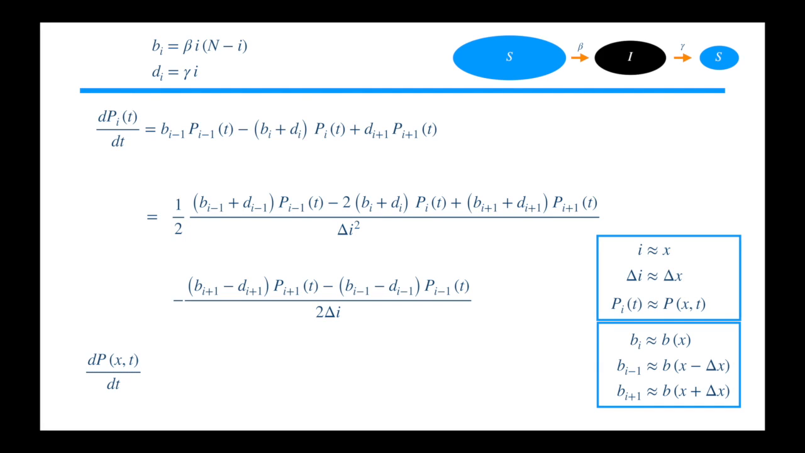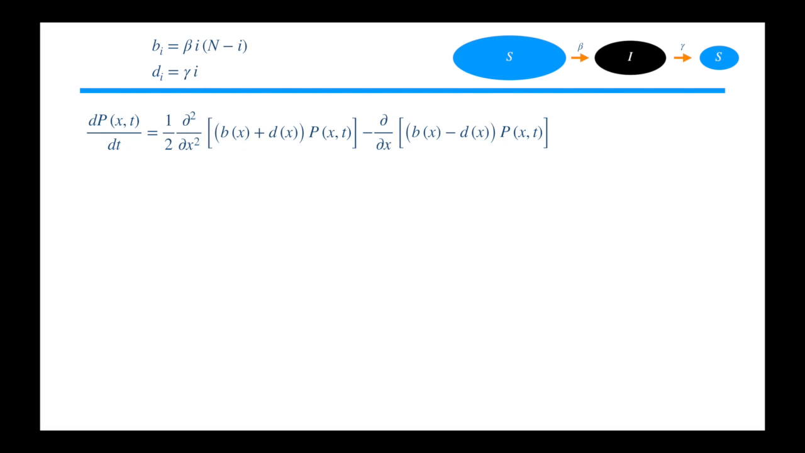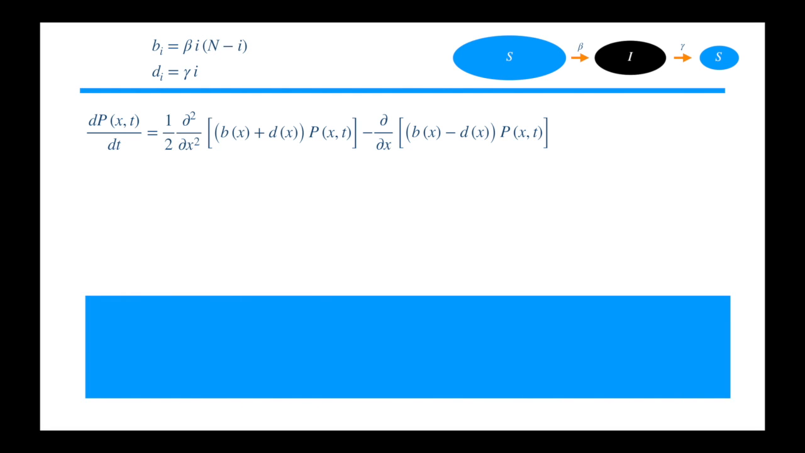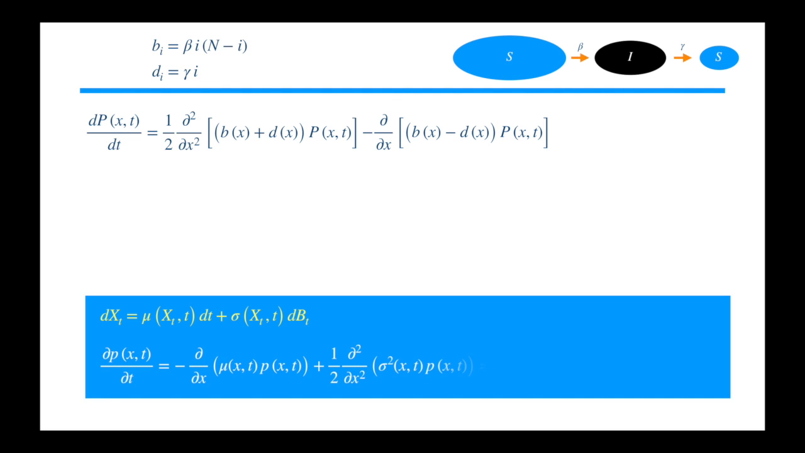The first term on the right-hand side is just the finite difference approximation of the second derivative of the composite function b plus d times p. And the second term is the first derivative of the same function. And we have the continuous analog of the Kolmogorov forward equation, or what you might know as the Fokker-Planck equation. Now remember, in the Fokker-Planck equation video, we saw that if a process x is defined by the following SDE, then the Kolmogorov forward equation will be as follows.